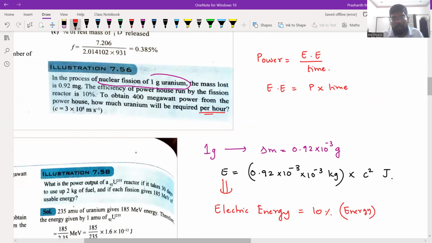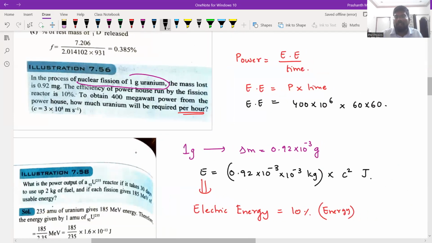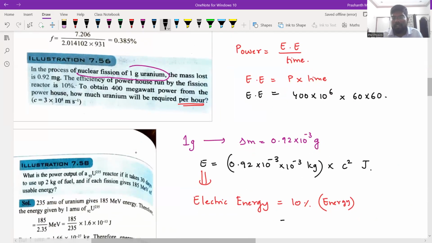And how much time are they saying? Per hour. So per hour means how much time you should take? Power is given as 400 mega, which is 10 power 6, and time is given as per hour. You have to convert it into seconds, that is 60 into 60. This much electric energy is required. Right? So where is this much electric energy coming from?